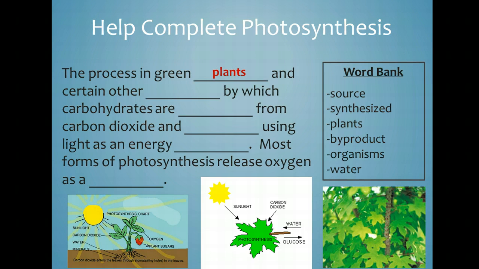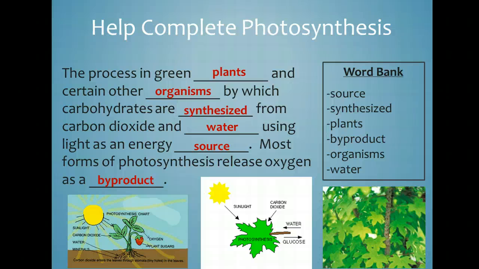Your first blank is going to be plants, organisms, synthesized, water, source, byproduct. So if we read through this whole thing, we have the process in green plants and certain other organisms, like algae, by which carbohydrates are synthesized. Synthesize means make from carbon dioxide and water using light as an energy source. Most forms of photosynthesis release oxygen as a byproduct.